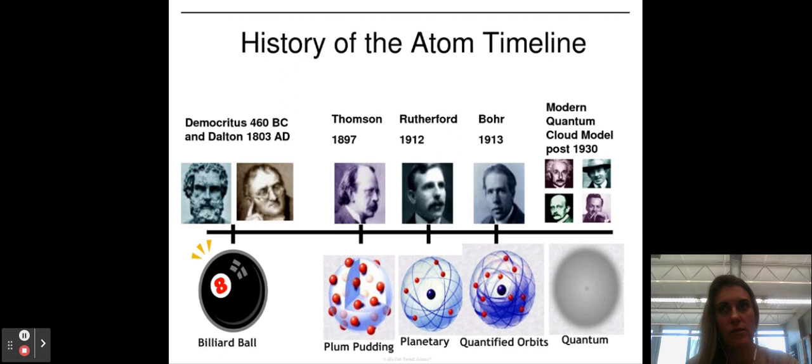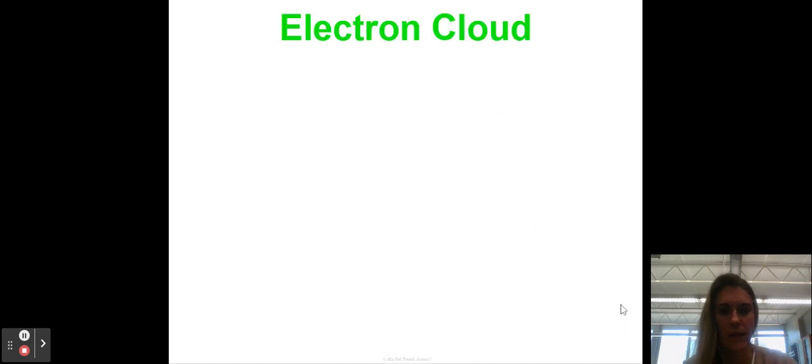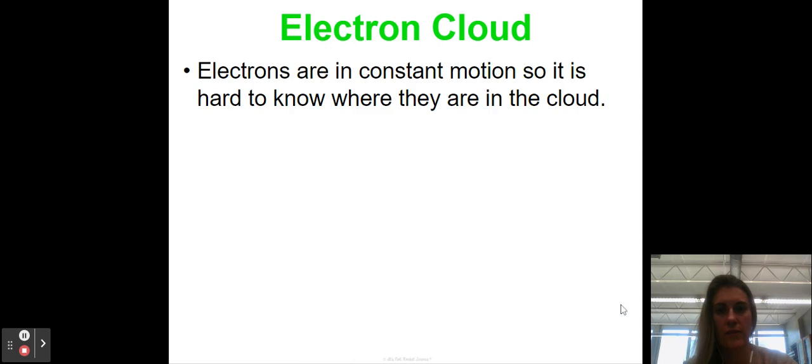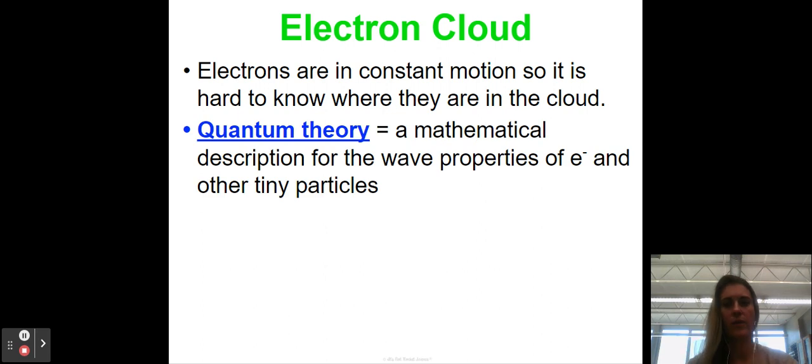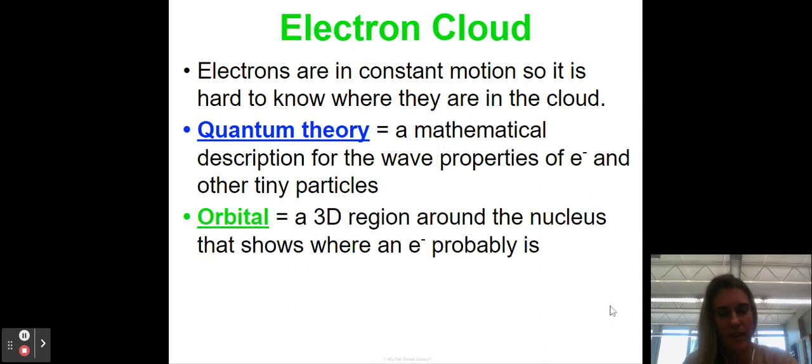The electrons are very, very small, and they're always moving, and they are not going around in fixed orbits. They're actually determined by probability. All right, so we're going to look at the electron cloud and how it's organized. Electrons are in constant motion, and it's hard to know where they are in the cloud. This is called the quantum theory, which is the mathematical description of wave properties of electrons and other tiny particles to estimate where they probably are. An orbital is a three-dimensional region around the nucleus that shows where an electron probably is.